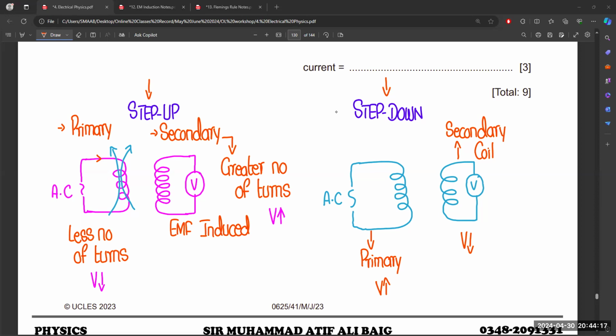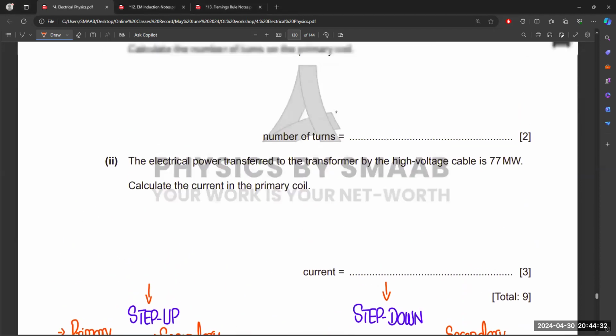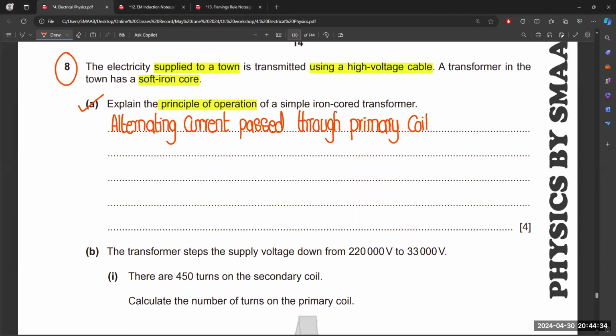So if you want to increase EMF in output, increase number of turns. If you want to decrease EMF in output, decrease number of turns, right? So this is the idea. I will also explain the whole concept over here. First of all, alternating current passes through the primary coil. Either it is a step up or a step down, we are not talking about that.